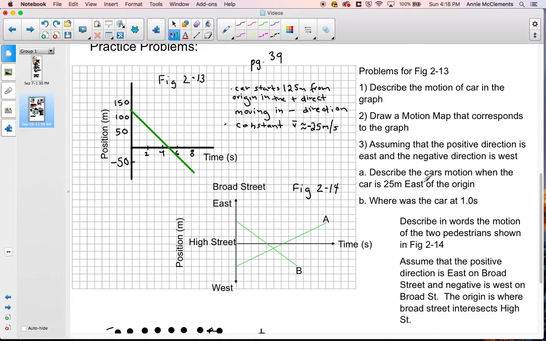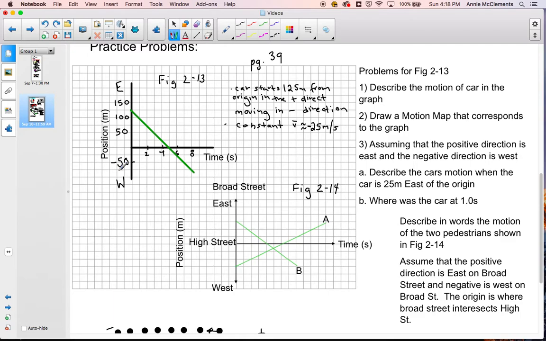3, we've got some more reading of the map here. Assuming the positive direction is east and the negative direction is west, so we've got a little more information. We now know that this way is east, and down here in the negative direction is west. A little more context. A says, describe the car's motion when the car is 25 meters east of the origin.